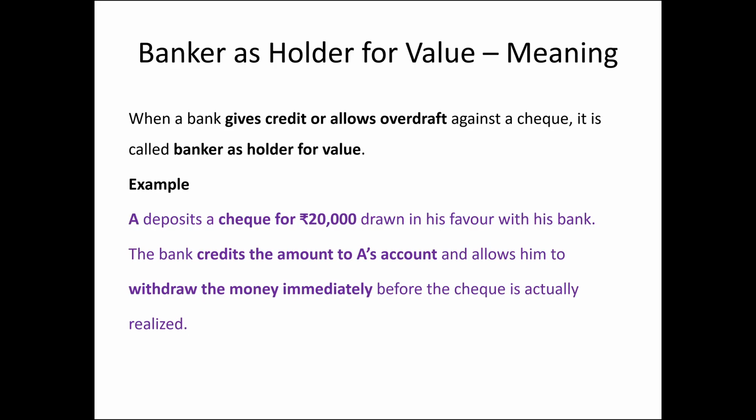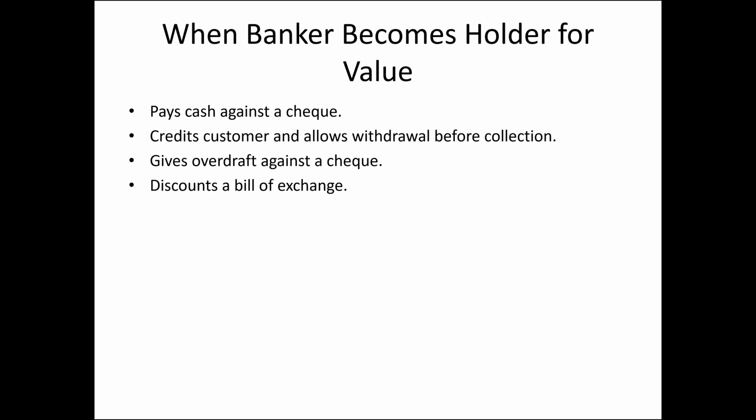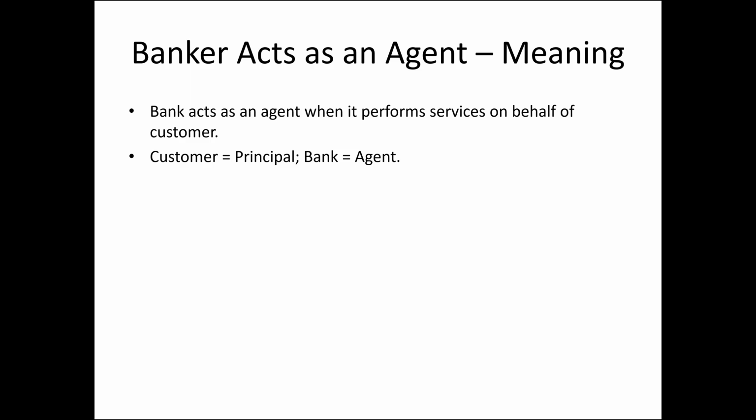So next is when a banker becomes holder for value. You pay cash against a check, credit the customer and allow withdrawal before collection, give an overdraft against a check, discount a bill of exchange. A banker acts as an agent means a bank acts as an agent when it performs services on behalf of customers.